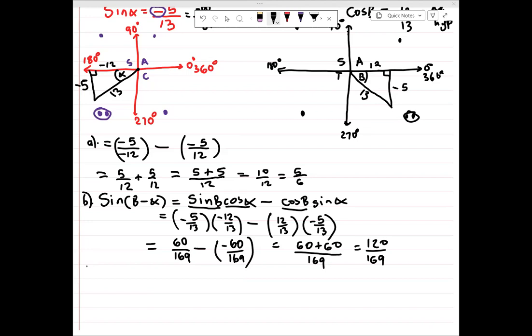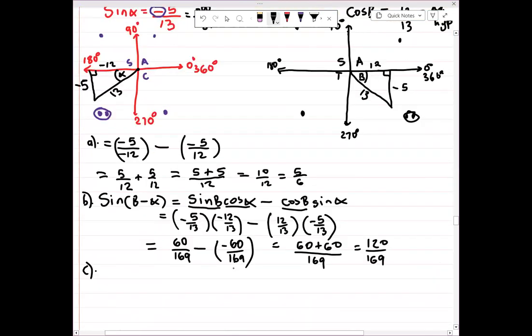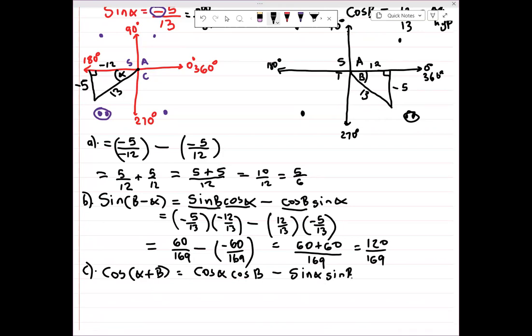So C. Okay, so on C, let's see. The one: cos alpha plus beta. Okay, let's check. Cos A plus B. Remember the identity for this compound angle is cos alpha cos beta, and if it's a plus, here you have a minus, sine alpha, and then you have sine beta, right?